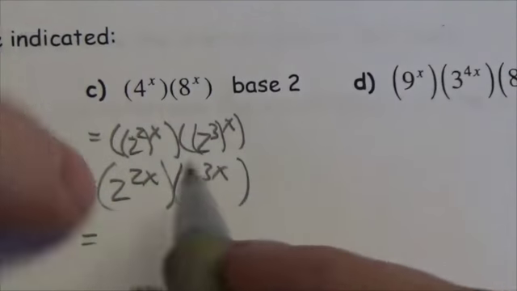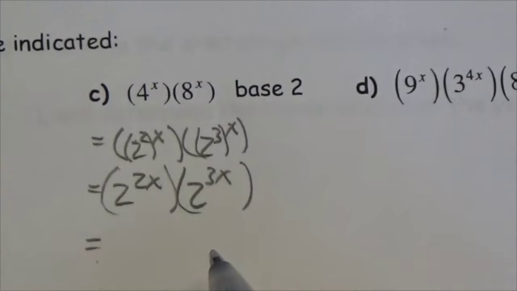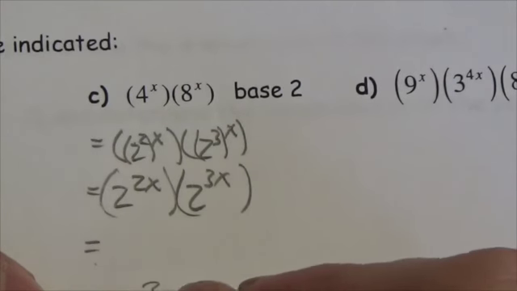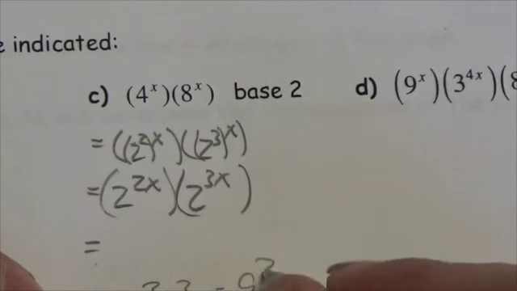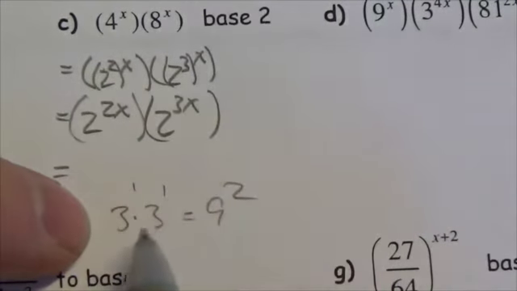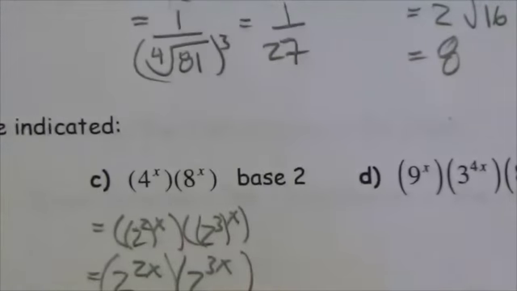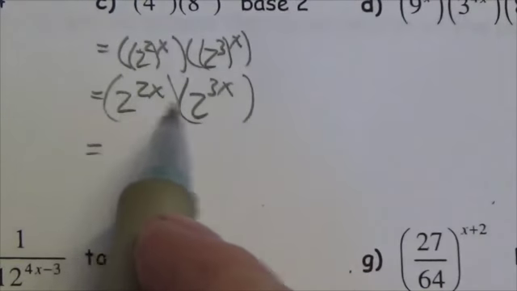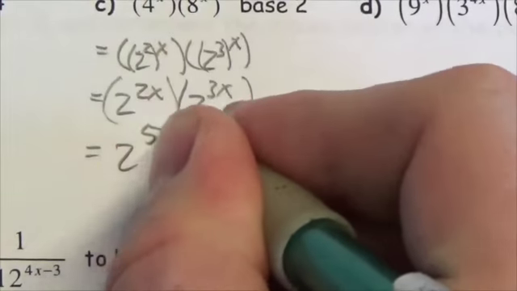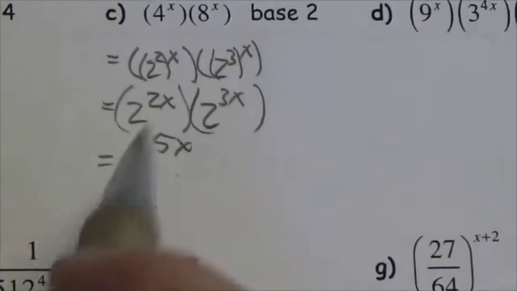Okay, a lot of times people get confused and think, well, shouldn't that be 4 to the something? No. If you multiply, for example, 3 times 3, this is not 9 squared. It's like 3 to the 1, 3 to the 1. Well, you don't multiply the bases and add the exponents. You don't do it like that. You just add the exponents together. So 2x plus 3x is going to be 5x. Okay? And that's the simplified expression that we're looking for here.